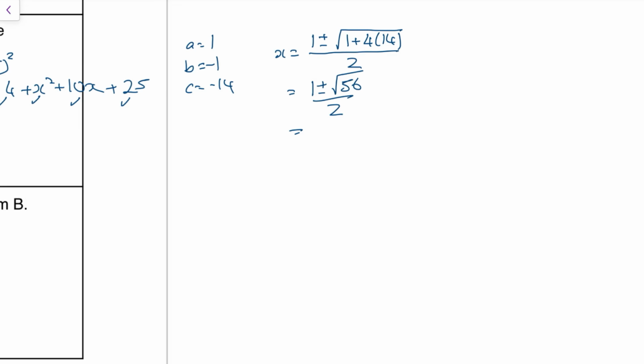Let's work them out anyway, just to show you. So calculator out, I've got 1 plus root 56 over 2. Calculator tells me that's 4.24.